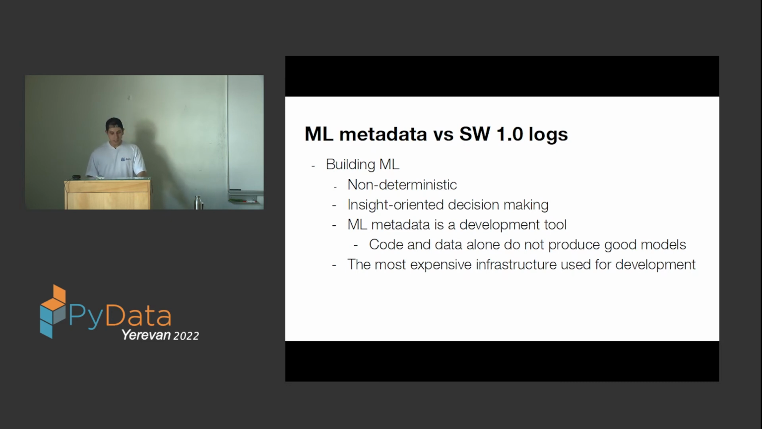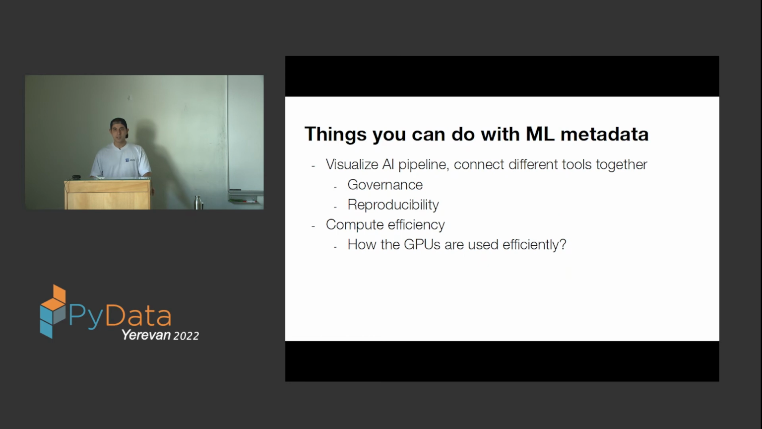Yeah, and so basically code and data alone do not produce good models. It's the math, it's the researcher looking at the metadata, it's all of them together. And so, to bring another parallel, the most expensive infrastructure is actually used for development for machine learning. Because I don't know if you have heard, GPUs are not cheap.